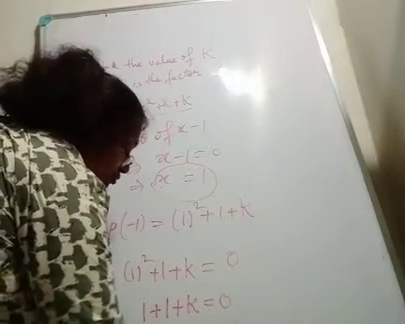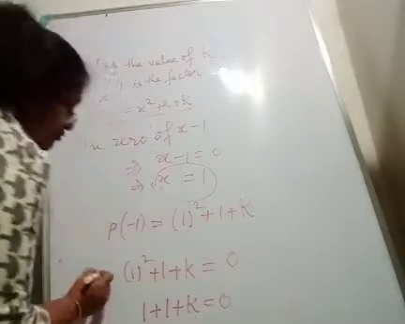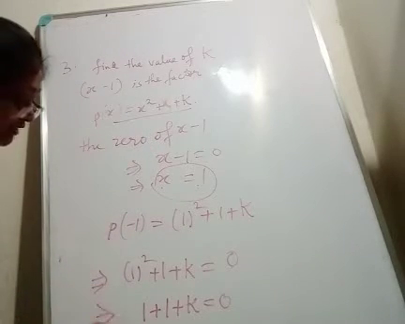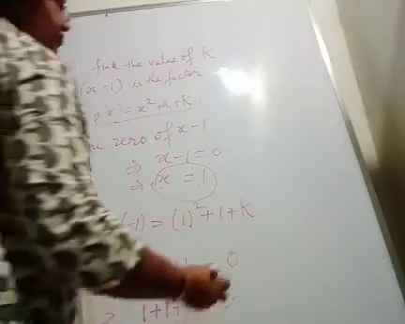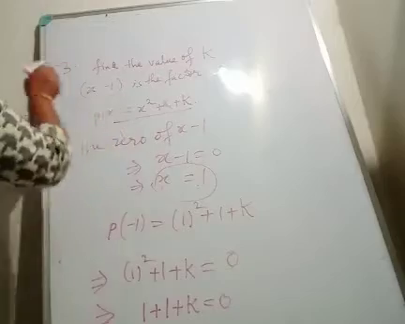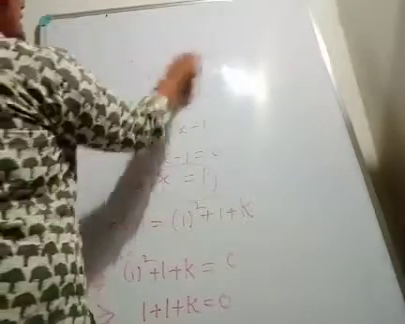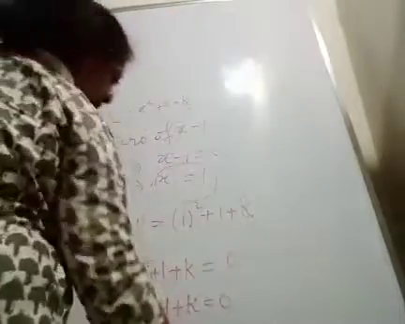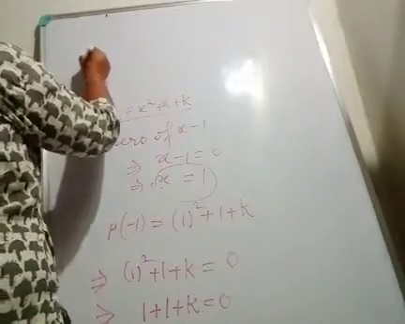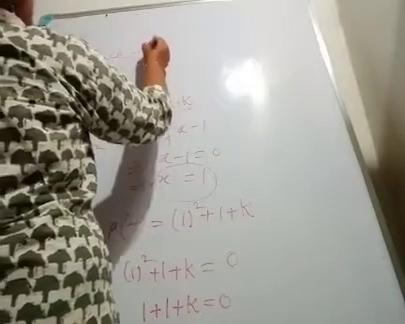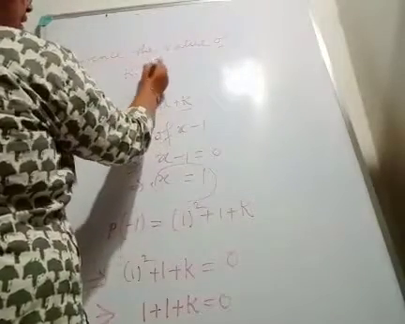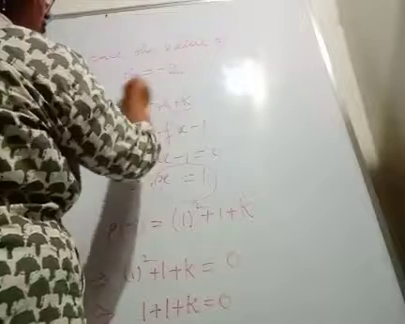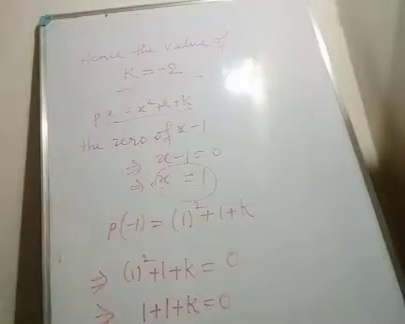And bring 2 to your right hand side, it will become minus 2. So hence the value of k is minus 2. Write the conclusion. Hence the value of k is minus 2. Okay students.